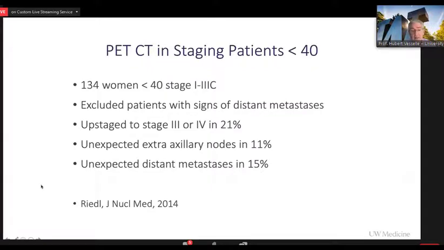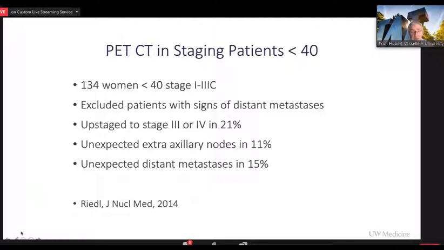Riddle et al. in 2014 looked at the benefits of PET-CT in staging patients that were less than 40 years old. They had 134 women with stage 1 to 3C. They excluded all patients that had signs of distant metastasis, and they found that FDG PET upstaged to stage 3 or 4 in 21% of patients, 1 in 5. They found unexpected axillary lymph node involvement in 11%, and unexpected distant metastasis in 15%.